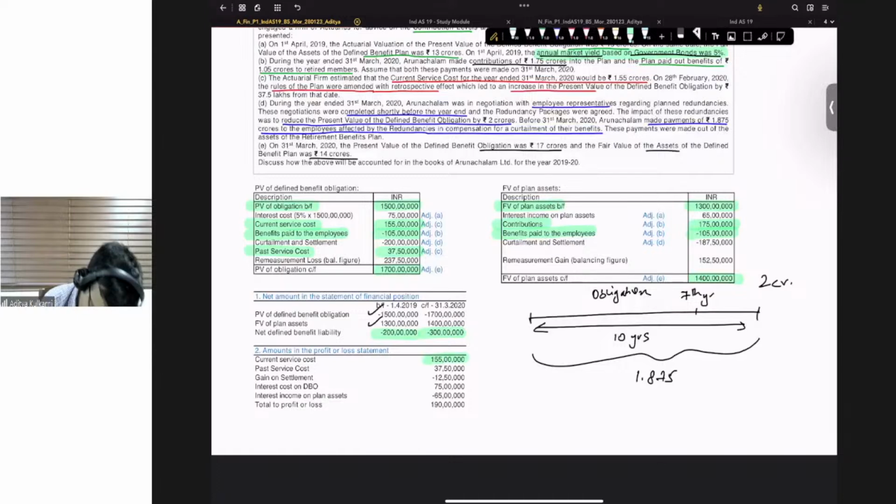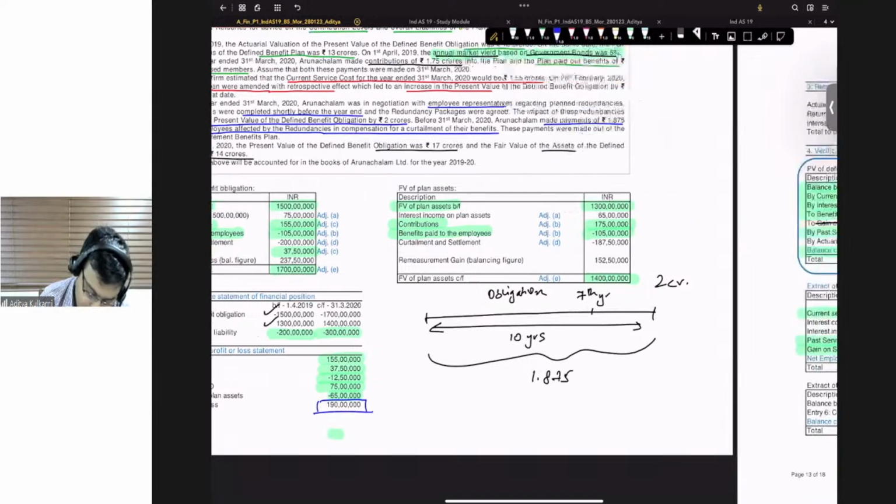Current service cost 1 crore 55 lakhs, already we have given the impact. Past service cost 37 lakh 50,000. Gain on settlement we discussed, 12 lakh 50,000. Interest on the obligation is a cost of 75 lakhs. Interest income 65 lakhs. So the total employee benefit expenses on account of this comes to 1 crore 90 lakhs. Coming to the next part.